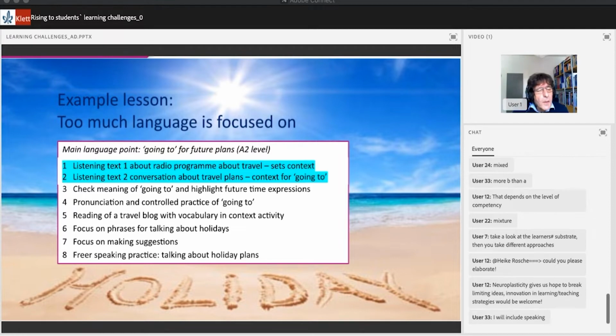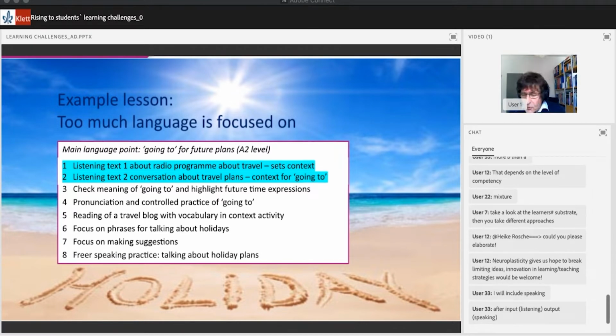This is my take on this. Seems to me that what we've got here is 2 back-to-back listenings at the beginning, which is maybe too much context, I think, before we even get going. And I think there's a question about whether, in fact, this couldn't be introduced in a different way, in a more economical way, or perhaps reduce it to only one piece of listening. Then I think the focus on going to is fine, and the practice is good. It's also a good idea to have a piece of reading to introduce the vocabulary.